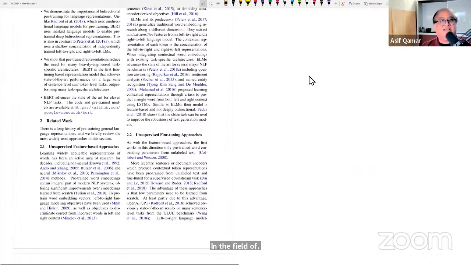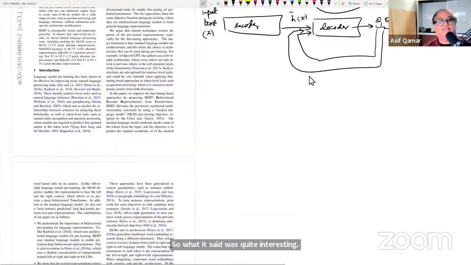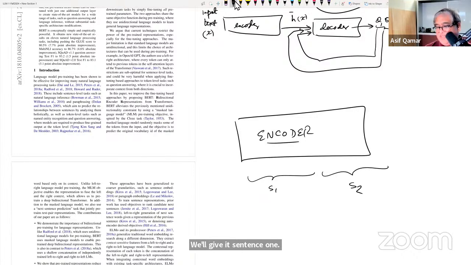So what it said was quite interesting. It said, let us give it two sentences. Are we together? We will give it only the encoder bit. We'll give it sentence 1 and sentence 2, and then put in some sentence boundary.